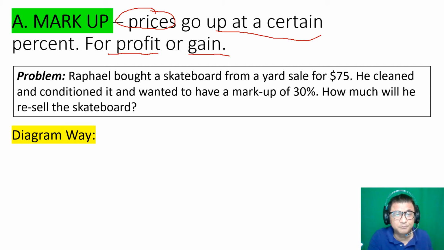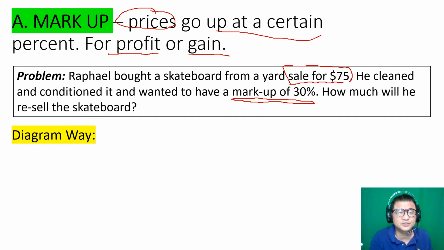Raphael bought a skateboard from a yard sale for $75. That's not the department store price, it's not the mall price, it's just from a yard sale. He cleaned it, he conditioned it, and he wanted to earn 30%. That money he wants to earn is called the markup. How much will he resell the skateboard for? He wants to earn money, right? Because he worked hard to clean it and condition it.